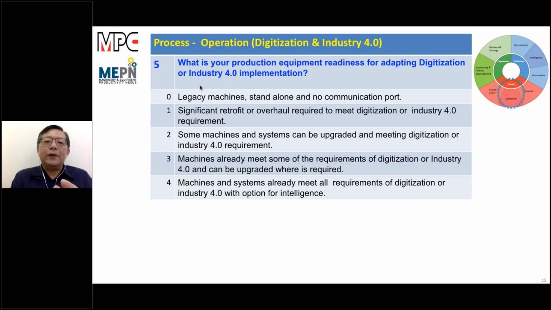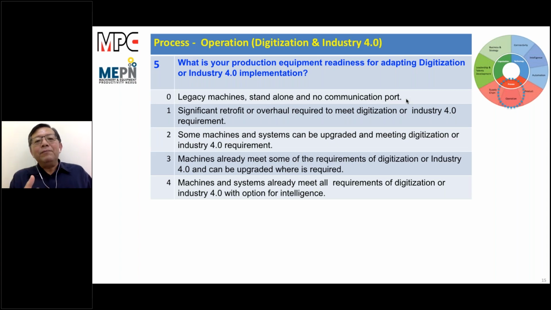We do not know, because some of the SMEs already bought new machines that are quite ready to implement Industry 4.0, with only a very minor retrofit needed, but some are not. So you look at that. Number 0 here: legacy machines, standalone, with no communication port. This is a very old machine, especially the mechanical machine. Most of them from the old days, meaning machines more than 20 years old, do not have a communication port. So how do you communicate with the outside world? You can't. So that is the challenge.